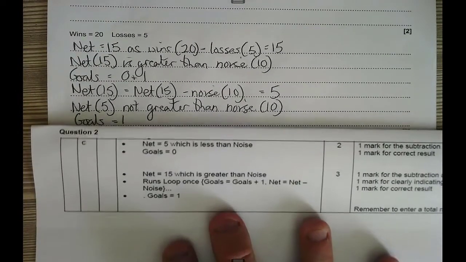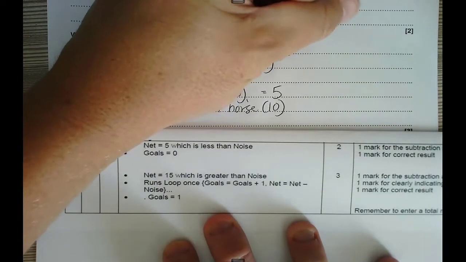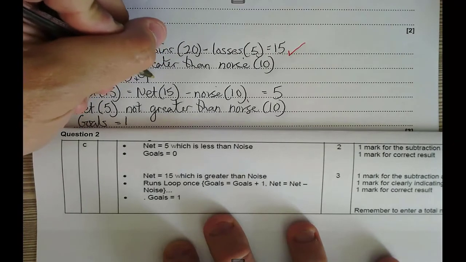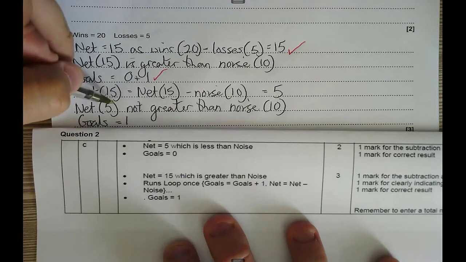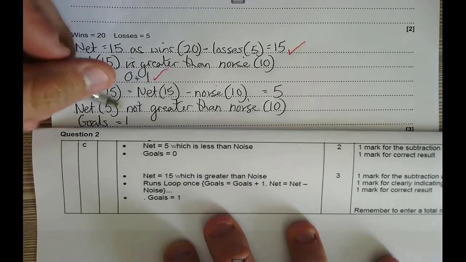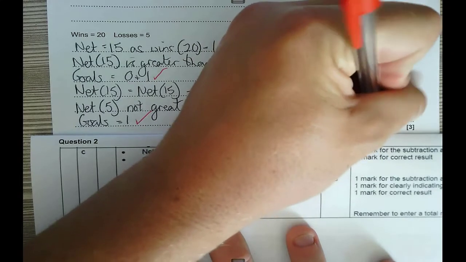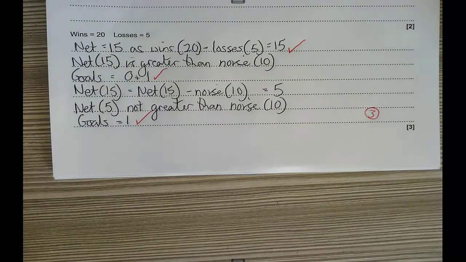And then for the second question, we've got net 15, which is greater than noise. Runs the loop once, so goals equals goals plus 1. Net equals net minus noise. Net is no longer greater than noise, which is 10, so goals equals 1. 3 marks. And there are your answers to that question. As long as you write it in an understandable way, you should get the credit for the marks, as long as you meet those bullet point steps.